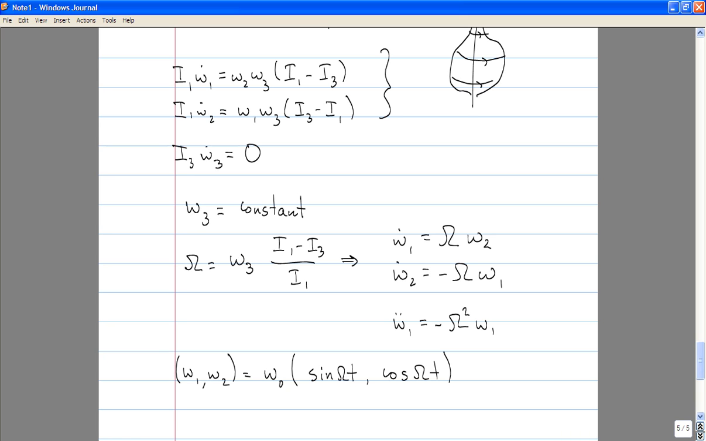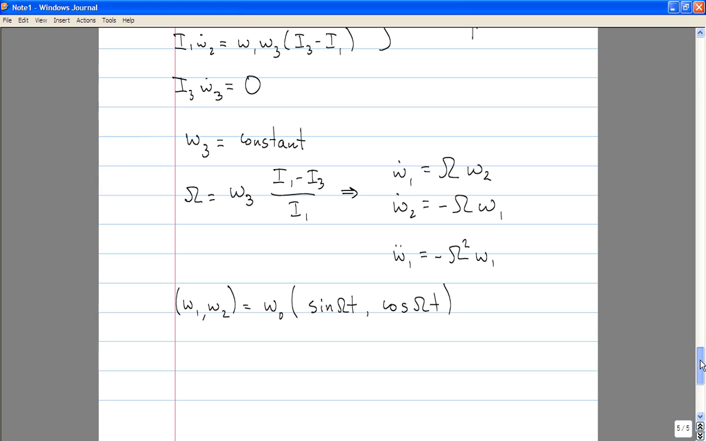So what we see is that, at least in the case of a symmetric top, it's possible, and indeed relatively easy, to completely solve the equations of motion. So what does this mean? Are there any questions on this solution? Yes? Is omega naught related to omega 3?